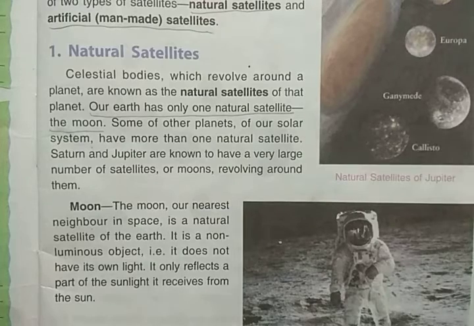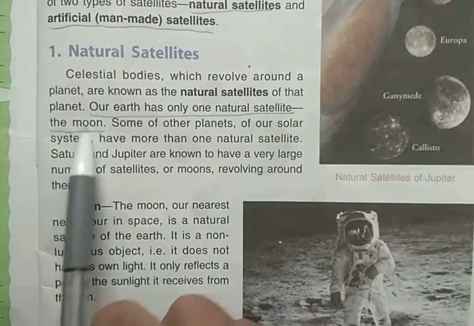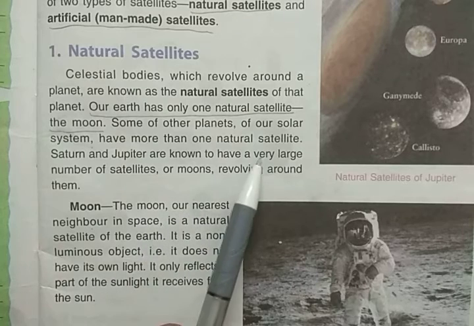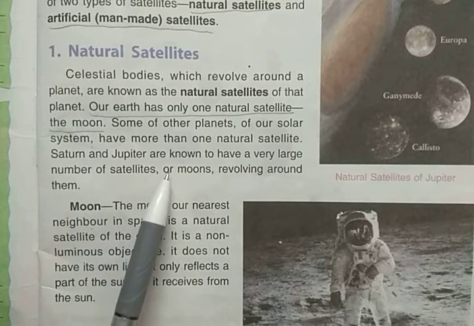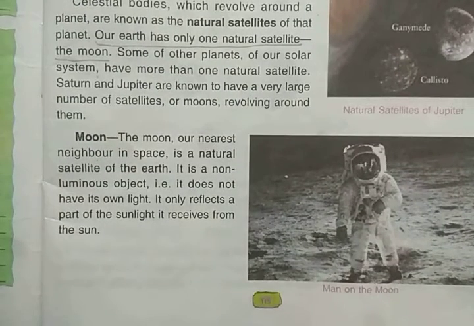Very important. Our Earth has only one natural satellite, और वो कौन सा है? Moon. And some other planets of our solar system have more than one natural satellite. और कई planets के बहुत सारे satellites होते हैं. Saturn and Jupiter are known to have a very large number of satellites or moons revolving around them. और इनके बहुत सारे moons होते हैं Saturn and Jupiter के.